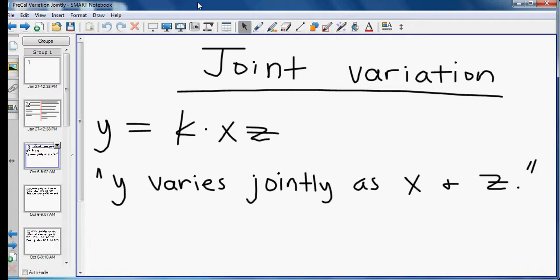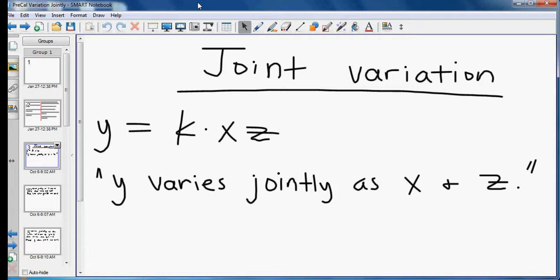We've dealt with direct variation. We've dealt with inverse variation. Now it's time to talk about joint variation. Joint variation looks something like this: y equals k times x times z. Or the way we would say that in a sentence is, y varies jointly as x and z.